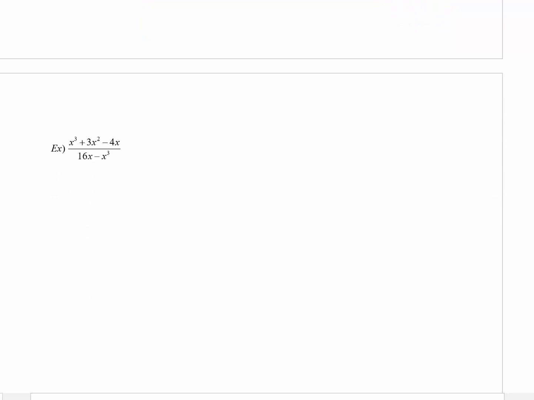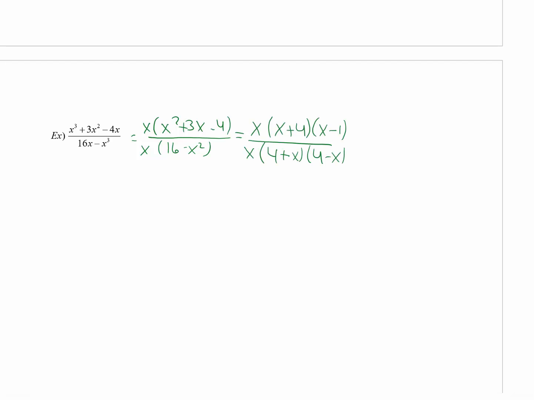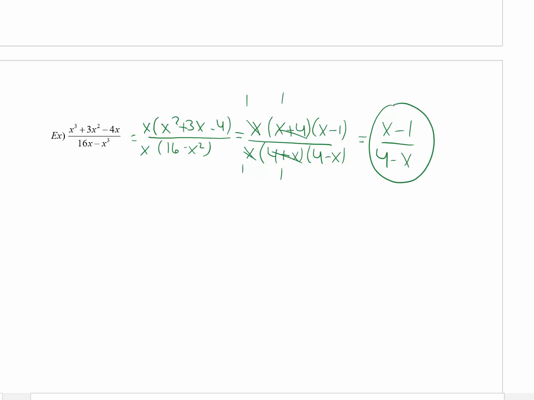Okay, one other example I want to take a look at then. So here in the numerator, I can factor out an x. On the bottom, I can also factor out an x. So I can factor the rest of this like so. Okay, so these x's I can divide out. X plus 4 and 4 plus x are exactly the same. So that leaves me with x minus 1 over 4 minus x. Now, there's one other example I'm going to write out now.